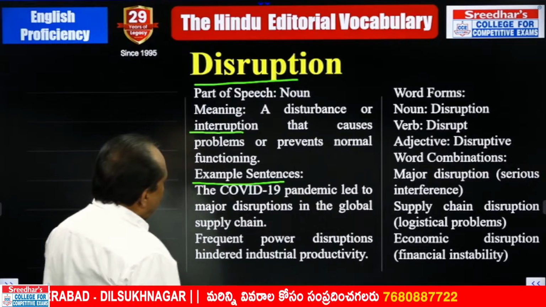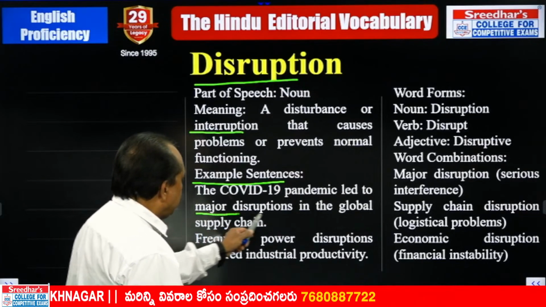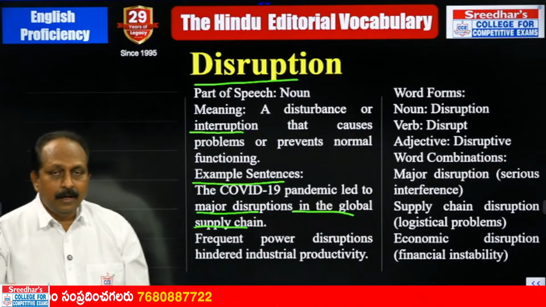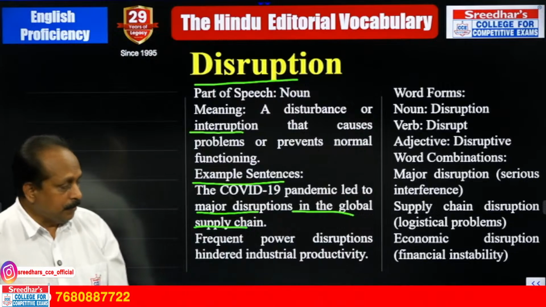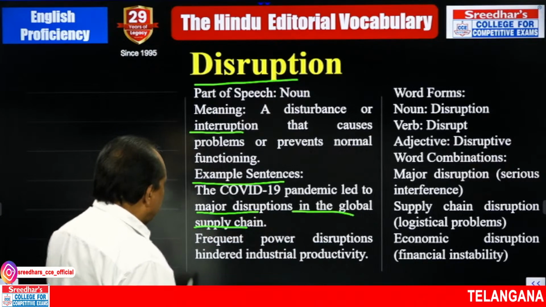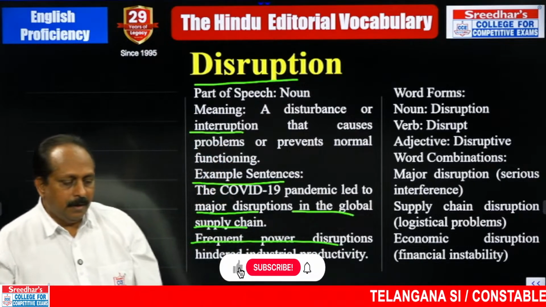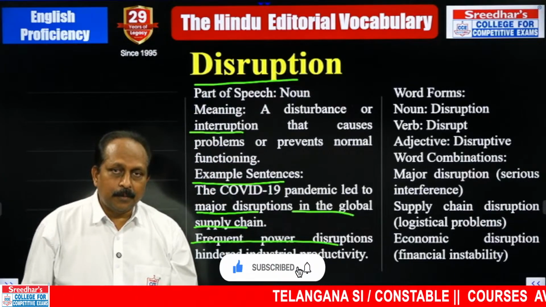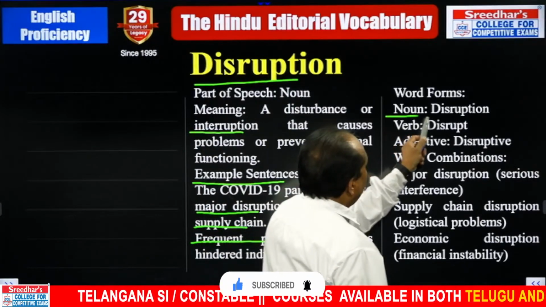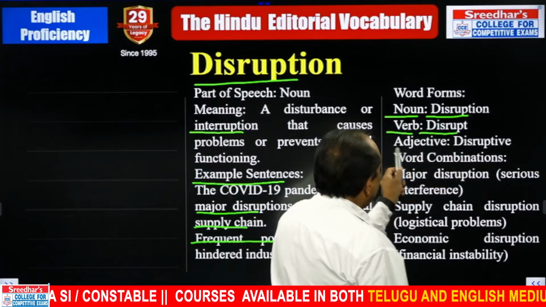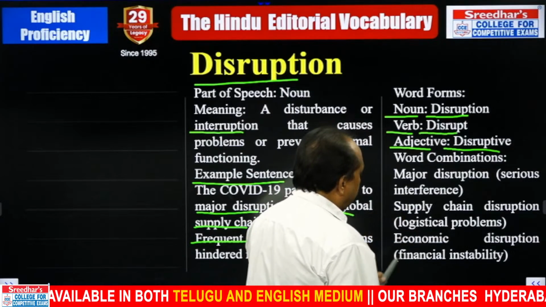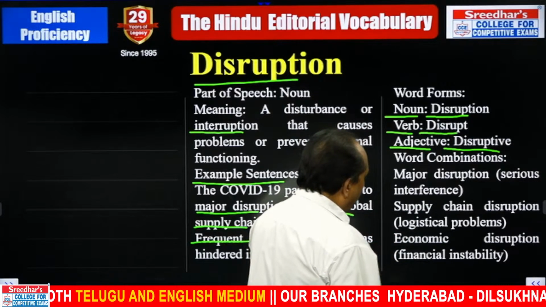Example sentences: the COVID-19 pandemic led to major disruptions in the global supply chain. That's what I was trying to tell. Someone has mentioned services, especially supply chain got disrupted, means interrupted because of the COVID pandemic. Frequent power disruptions hindered industrial productivity. Imagine frequent power disruptions, obviously production gets affected. What are the word forms? Noun disruption, verb disrupt, adjective disruptive, and word combinations: major disruption, serious interference, supply chain disruption, economic disruption.